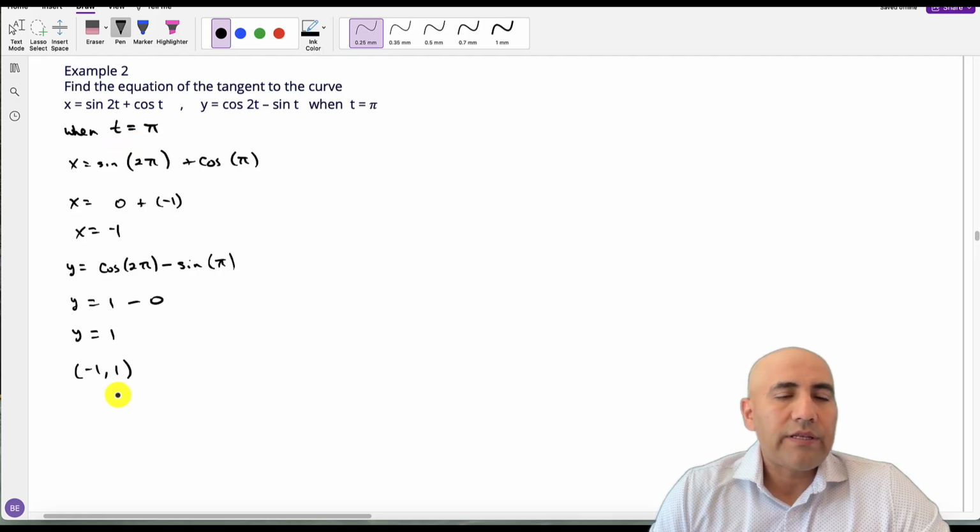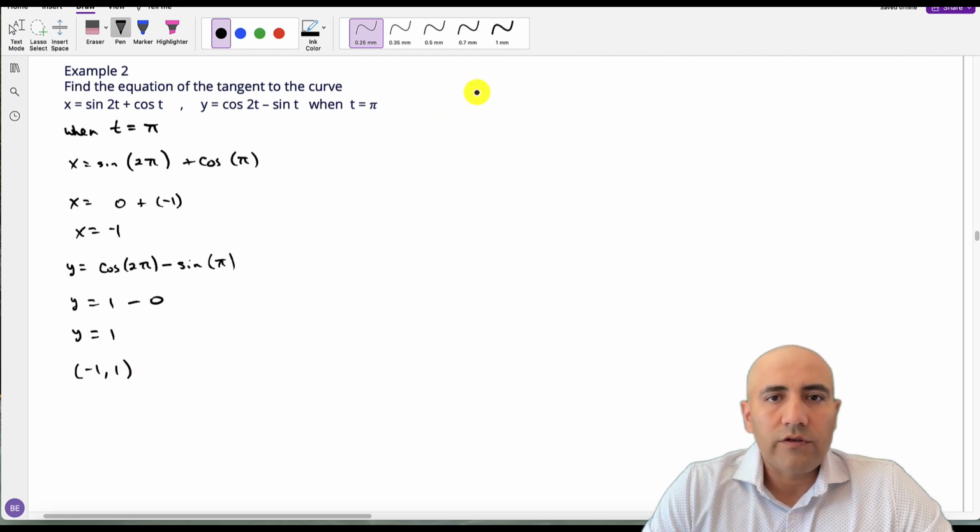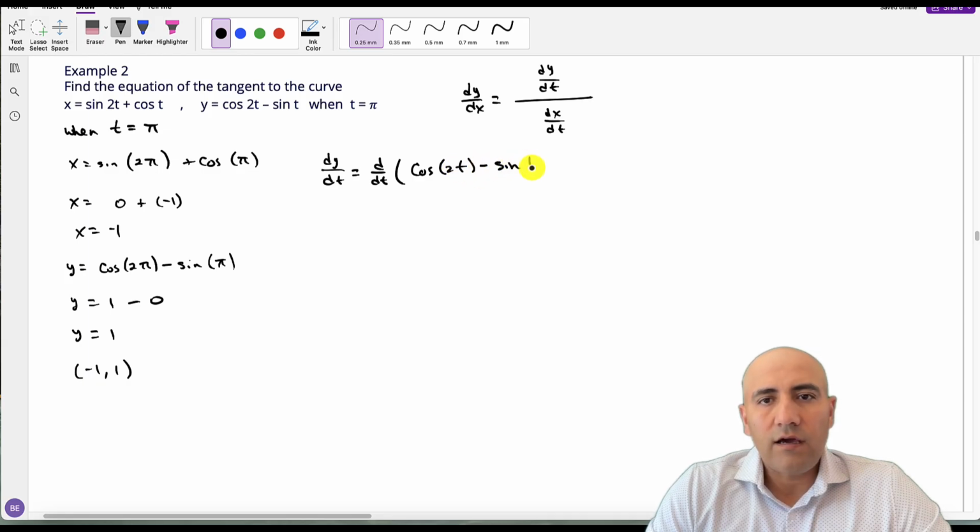Okay, so we have the ordered pair. Now we need the slope of the tangent line at that point, which means we have to find the derivative. Remember, the derivative dy/dx is equal to dy/dt divided by dx/dt. So we have to find these two separately and then bring them together to give us this derivative. So let's find dy/dt. That's the derivative with respect to t of cosine 2t minus sine of t. So dy/dt is equal to minus sine 2t times 2, minus cosine of t.